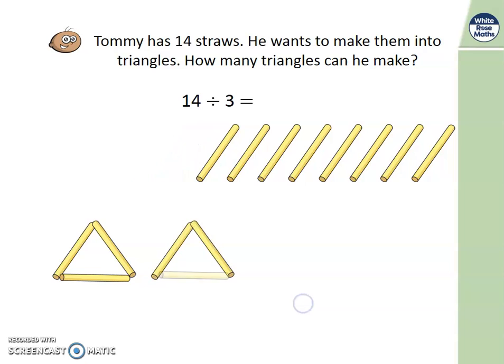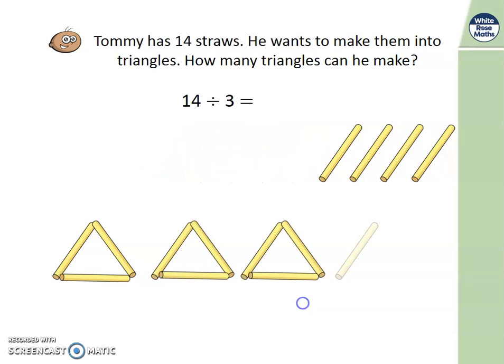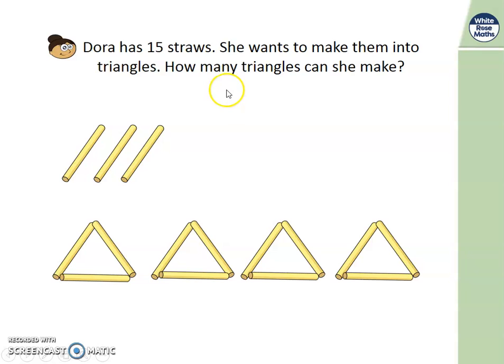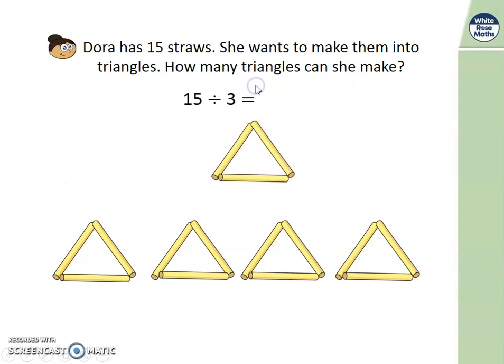Let's try it. Made 2 triangles, 3 triangles, 4 triangles, but we can't make any more. We have 2 straws left over. So, just like before, we can make 4 whole triangles with 2 straws left. That means we can make 4 whole triangles, and that's all it's asking us, how many can we make? Dora has got 1 more straw, so we can see she can still make 4 triangles, but she has 3 straws left, and we know 3 straws can make another triangle. So we can build 1 more triangle.